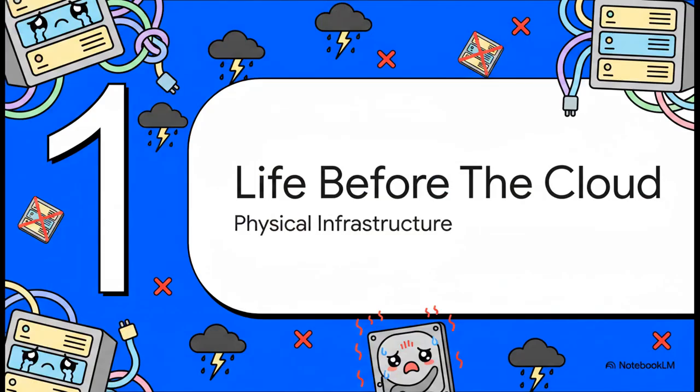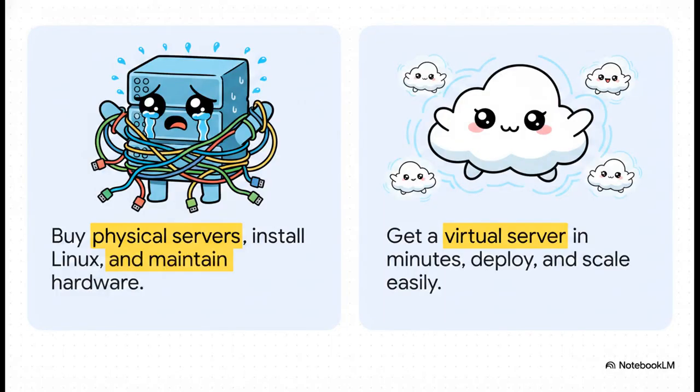So Section 1, Life Before the Cloud. Before EC2, hosting an e-commerce website meant you had to literally buy a physical box. You had to rack it in a freezing cold server room, manually install Linux, configure all the networking cables, and then perform constant hardware maintenance. It was a massive headache. But with the cloud, AWS hands you a virtual server in minutes. You just pick the exact size you need, deploy your code, and easily scale up if a sudden wave of customers hits your site. It is a complete night and day difference.